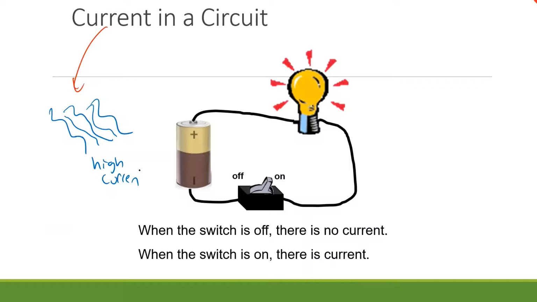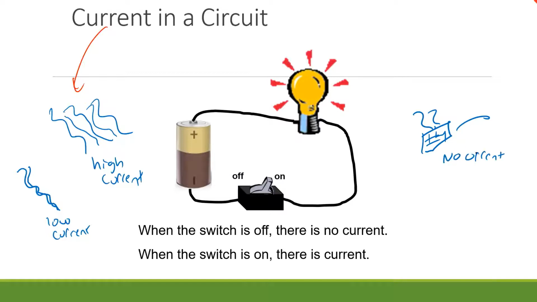If you've just got a little stream going, you've got a low current. And of course, if you've got a brick wall blocking your stream, then there's going to be no current because you are blocking it. And that's what a switch does in these situations.